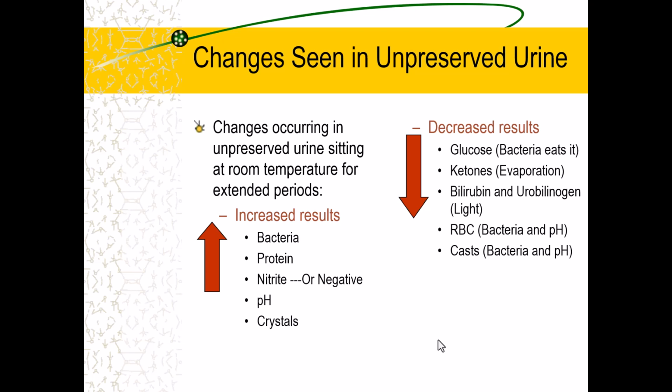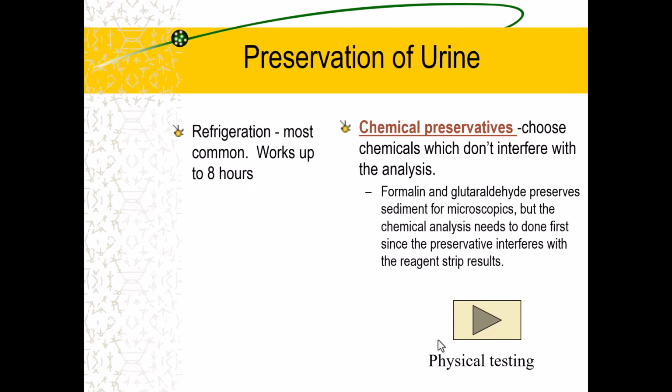Decreased glucose. The bacteria are going to eat that glucose as it's sitting, so the glucose will actually go down. Ketones evaporate. They're volatile, so we'll lose those. Bilirubin and urobilinogen. Remember phlebotomy? You collected that little amber tube because light is going to break it down. Same thing in urine, so it'll break it down. Red cells and casts are going to start disintegrating over time. So all those things will be going down in unpreserved urine.